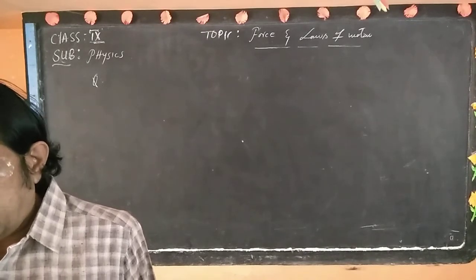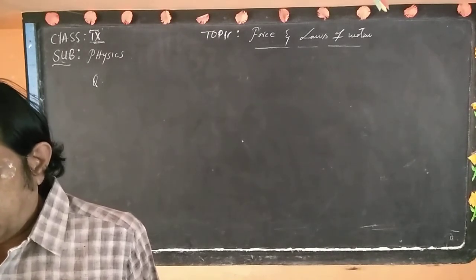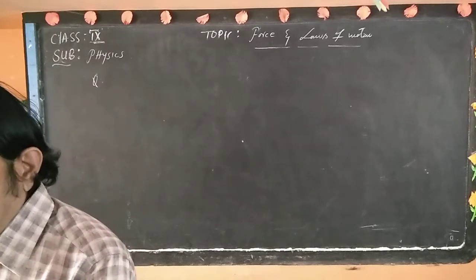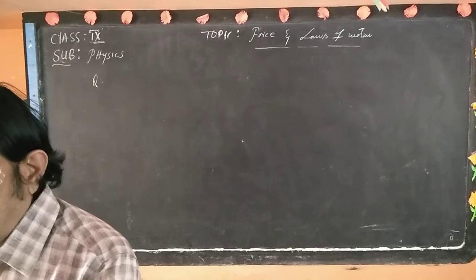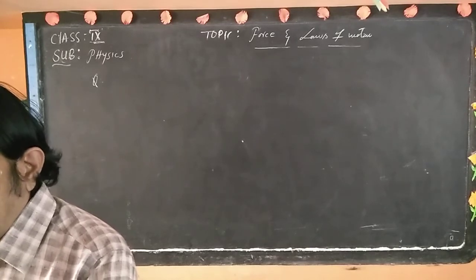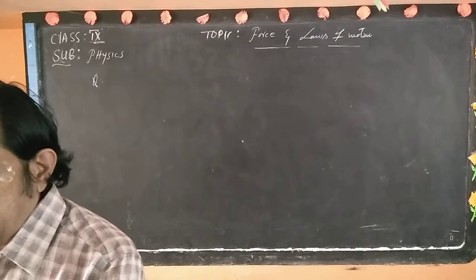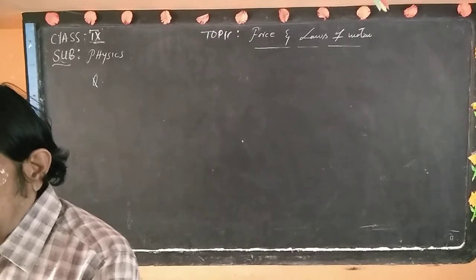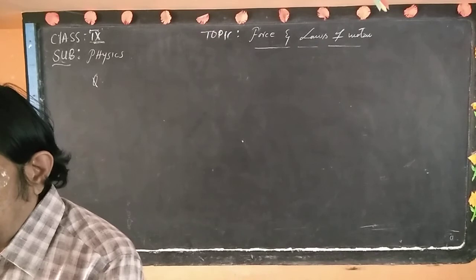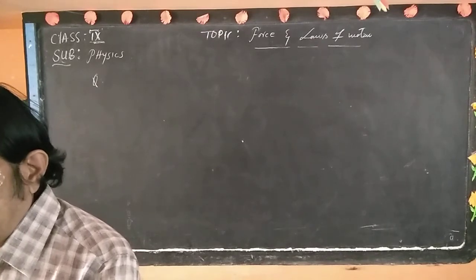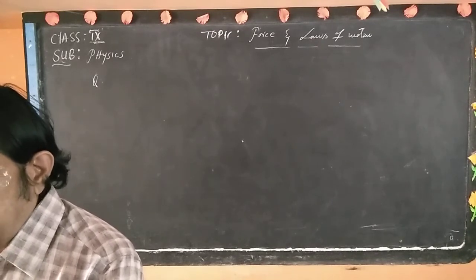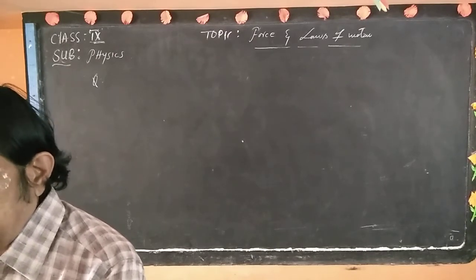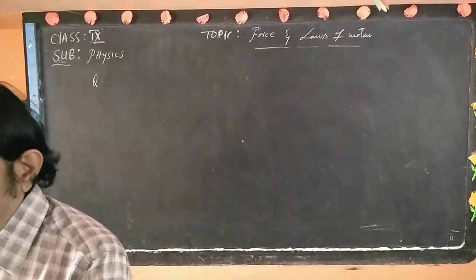Next problem to be considered. Two objects of masses 100 grams and 200 grams are moving along the same line and direction with velocities 2 meter per second and 1 meter per second respectively. They collide, and after the collision the first object moves with velocity 1.67 meter per second. Then determine the velocity of the second object.